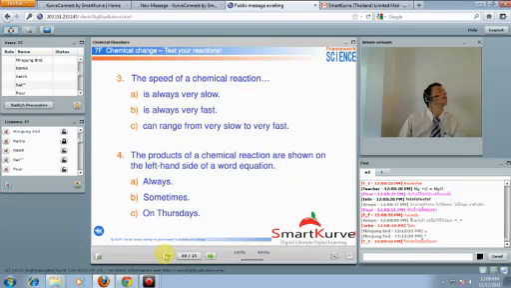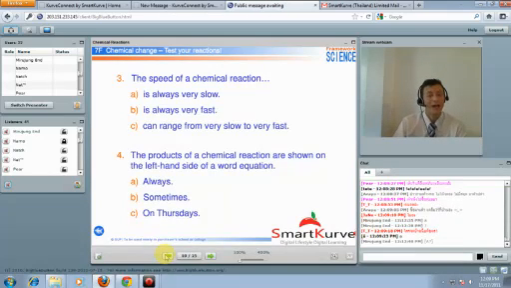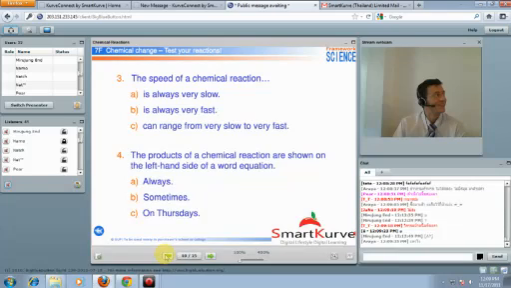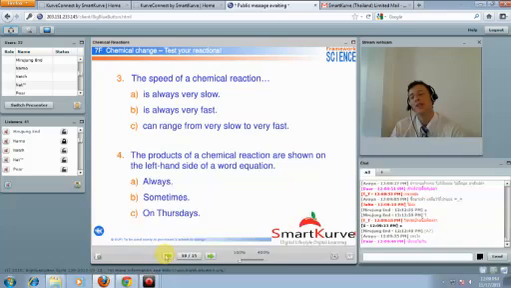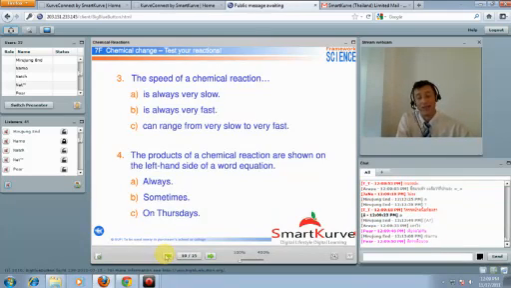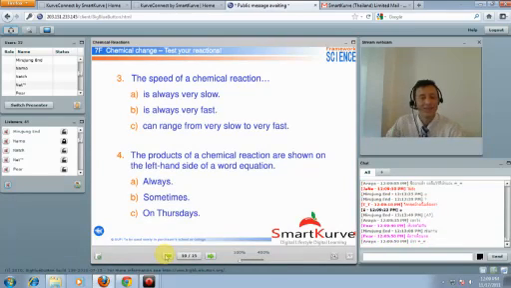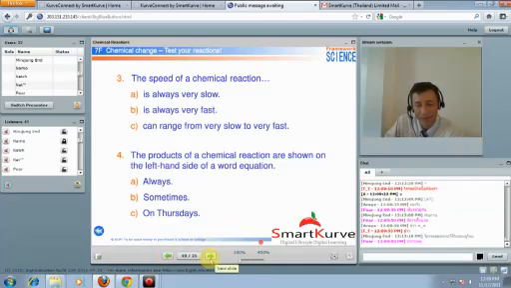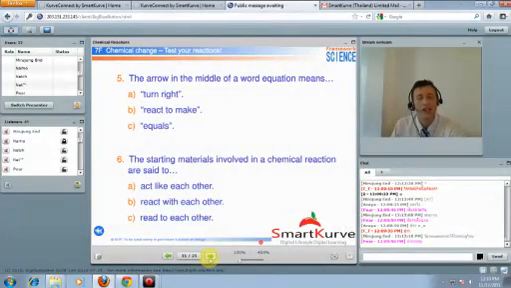Products are shown on the right. With number 4, there's a little bit of a mistake. The answer should be never. The products are never on the left. Products are going to be on the right. All right. Let's move on. We don't need to worry about that too much.